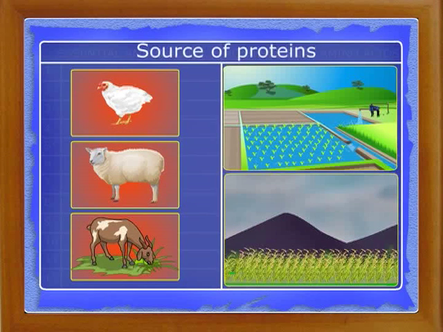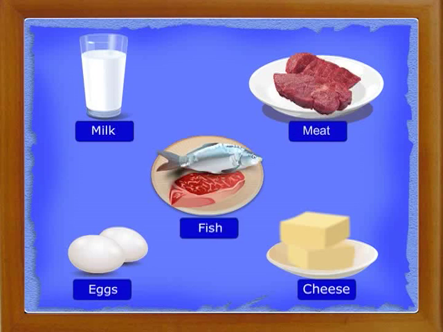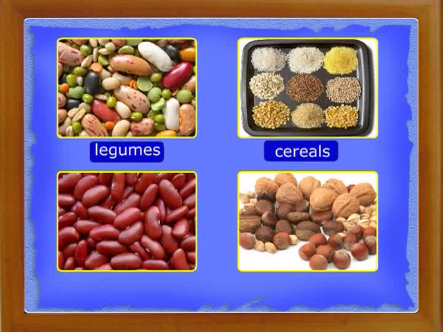Let's look at the sources of proteins. Proteins are from both animal and plant sources. Animal sources include milk, meat, eggs, cheese and fish, etc. Plant sources include legumes, cereals, beans, nuts, etc.